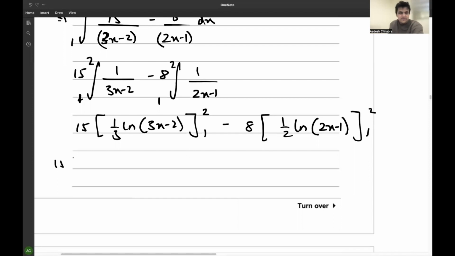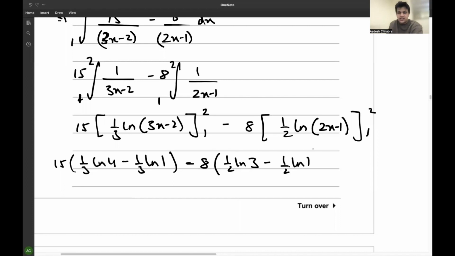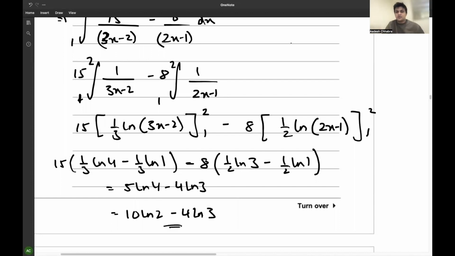Essentially, we'll get that 15 times 1 by 3 of ln 4, minus 1 by 3 of ln 1, which is just going to be equal to 0. Take away 8 times a half ln of 3 minus a half ln of 1, which again is 0. And this thus simplifies down to 5 ln 4 minus 4 ln 3. And of course, 5 ln 4 can be written as 10 ln 2 because 4 is just 2 to the power 2, minus 4 ln 3, hence solving this question.